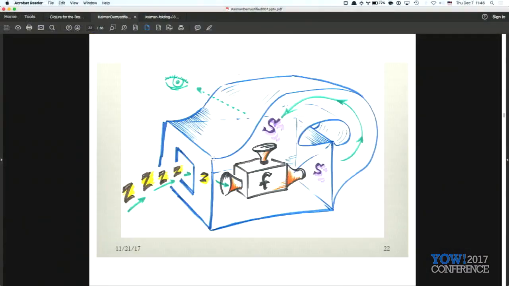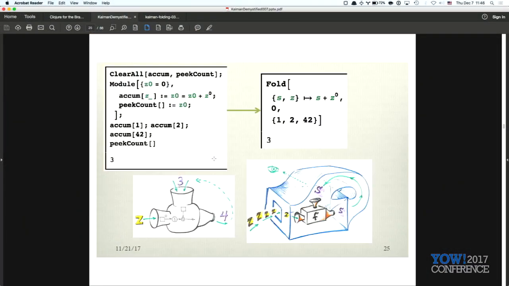This is running count. Let me show you running count here. On the left, we have a more or less standard imperative way of writing that. And on the right, we have a way of computing the running count as a functional fold.